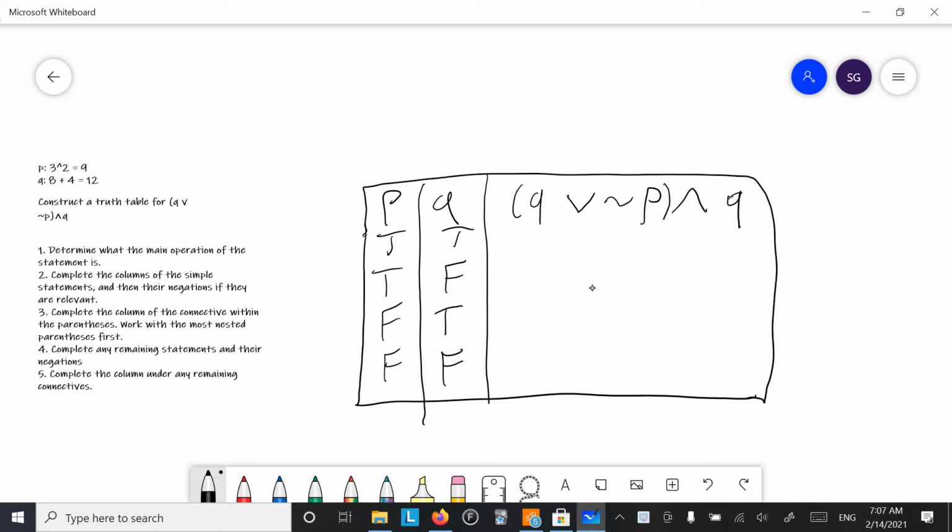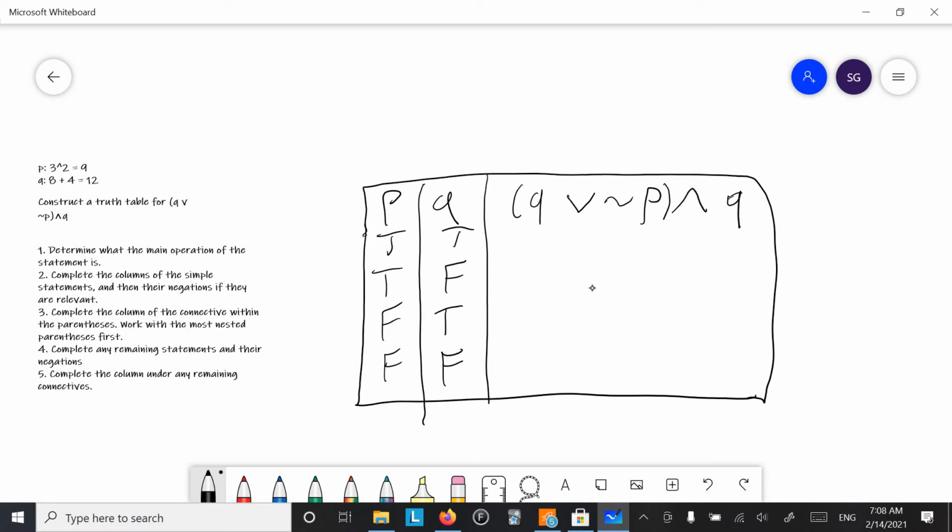So as you can see, I changed the question around and made it a bit more complicated. So now the question is: is the disjunction of Q and negative P, with the conjunction of Q, true or false? So we have to figure that out. How do we do this?